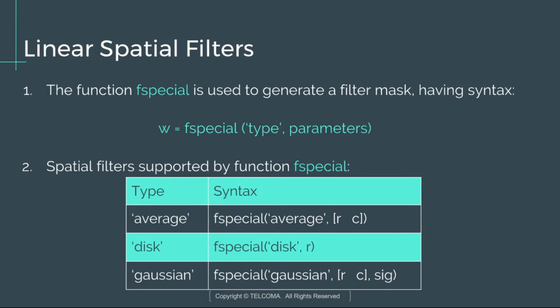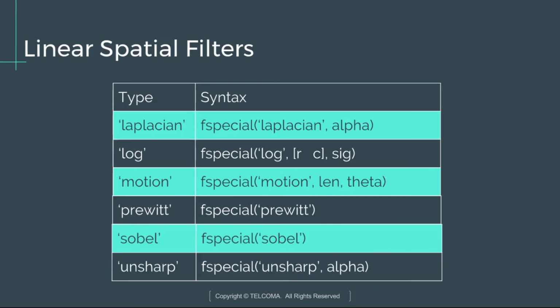Next is linear spatial filters. The toolbox supports a number of predefined 2D linear spatial filters obtained by function fspecial, which generates a filter mask w, whose syntax is shown here. In this, type specifies the filter type and parameters further define the specified filter. The spatial filters that fspecial can generate are summarized in the table, including applicable parameters for each filter. You can go through these by yourself by pausing the video here.